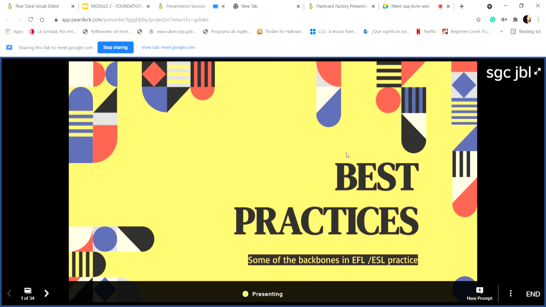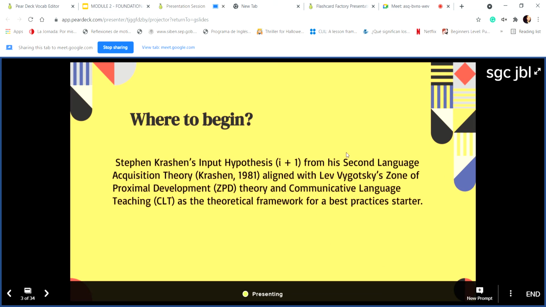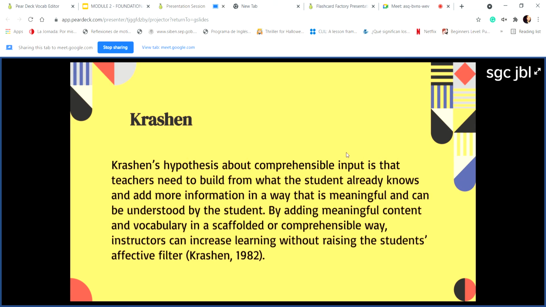All right, so talking about best practices, I'm just gonna move on. And we're gonna start with Krashen. Krashen's hypothesis about comprehensible input is that teachers need to build from what the student already knows and add more information in a way that is meaningful and can be understood by the student. So that's basically what you were supposed to be researching or looking for.